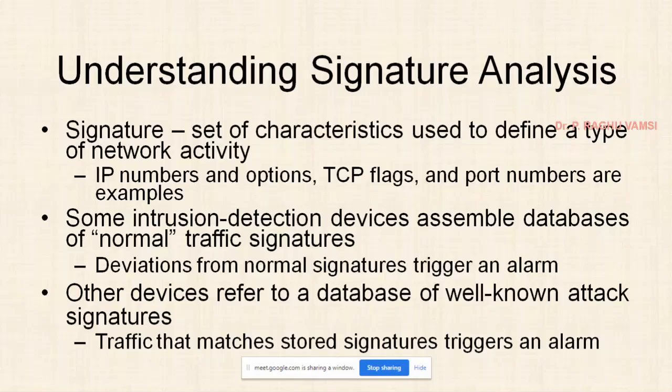Some intrusion detection devices assemble databases of normal traffic signatures. If there is any deviation from the normal traffic signature, that automatically raises an alarm. Other devices refer to a database of well-known attack signatures. Traffic that matches stored signatures triggers an alarm. That means either maintaining normal traffic signatures and raising an alarm immediately if some abnormality is found, or already loading the abnormal signatures and raising an alarm if a pattern is matched. So there are two categories in IDPS, and we can configure the IDPS in such a way.